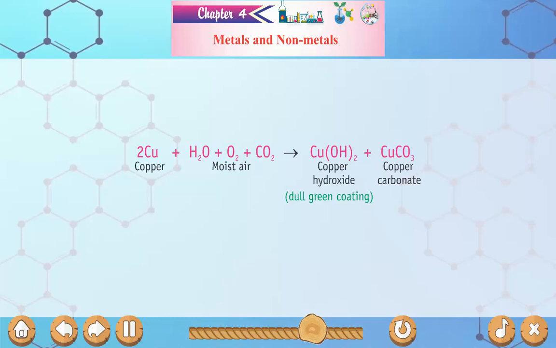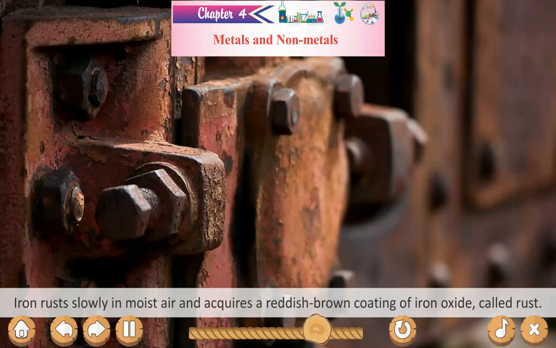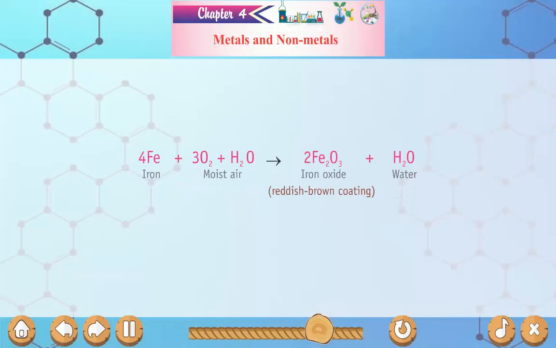2Cu copper plus H2O plus O2 plus CO2 (moist air) gives Cu(OH)2 copper hydroxide, the dull green coating, plus CuCO3 copper carbonate. Iron rusts slowly in moist air and acquires a reddish brown coating of iron oxide called rust. 4Fe iron plus 3O2 plus H2O (moist air) gives 2Fe2O3 iron oxide, the reddish brown coating, plus H2O.